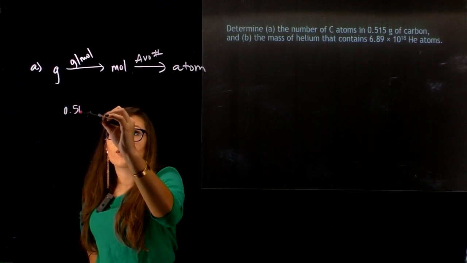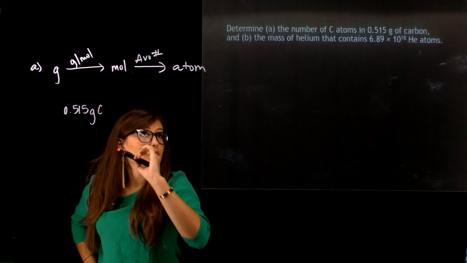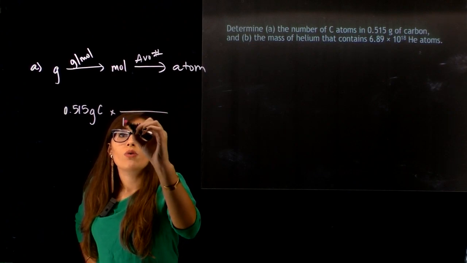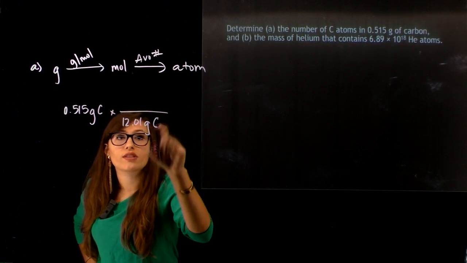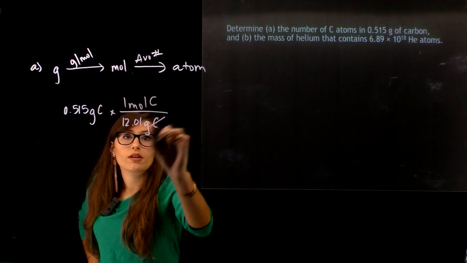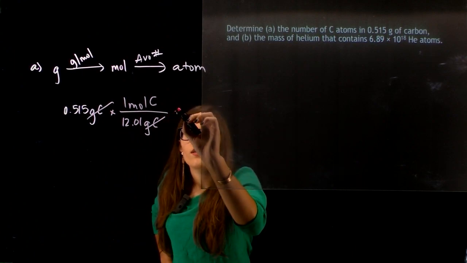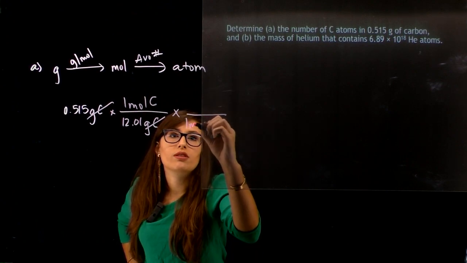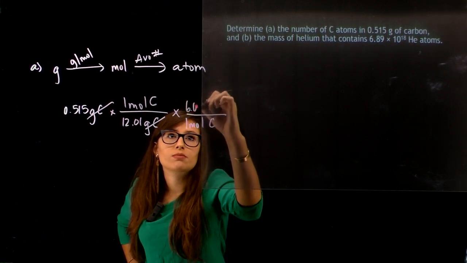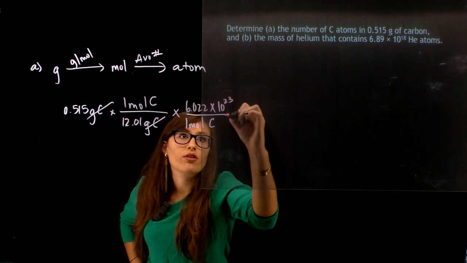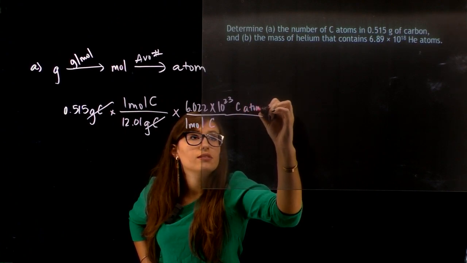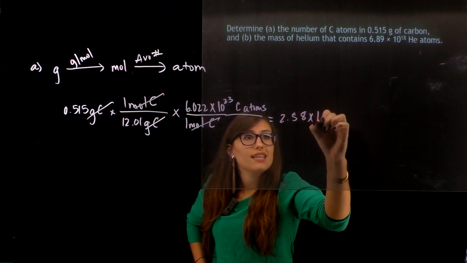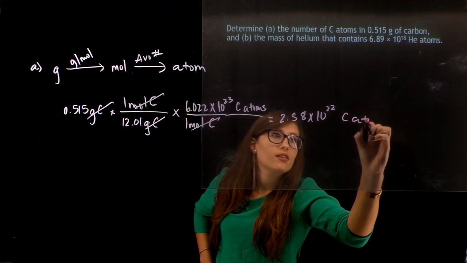It says 0.515 grams of carbon. In order to go from grams to moles, we need to multiply by the atomic mass of carbon, which is 12.01 grams of carbon, which goes in the denominator, per 1 mole of carbon. So grams of carbon cancels out. The next thing that we do to convert from moles to atoms is Avogadro's number. We want moles on the bottom, so 1 mole of carbon is equal to 6.022 times 10 to the 23rd carbon atoms. So moles and moles cancels out, and we end up getting 2.58 times 10 to the 22nd carbon atoms.